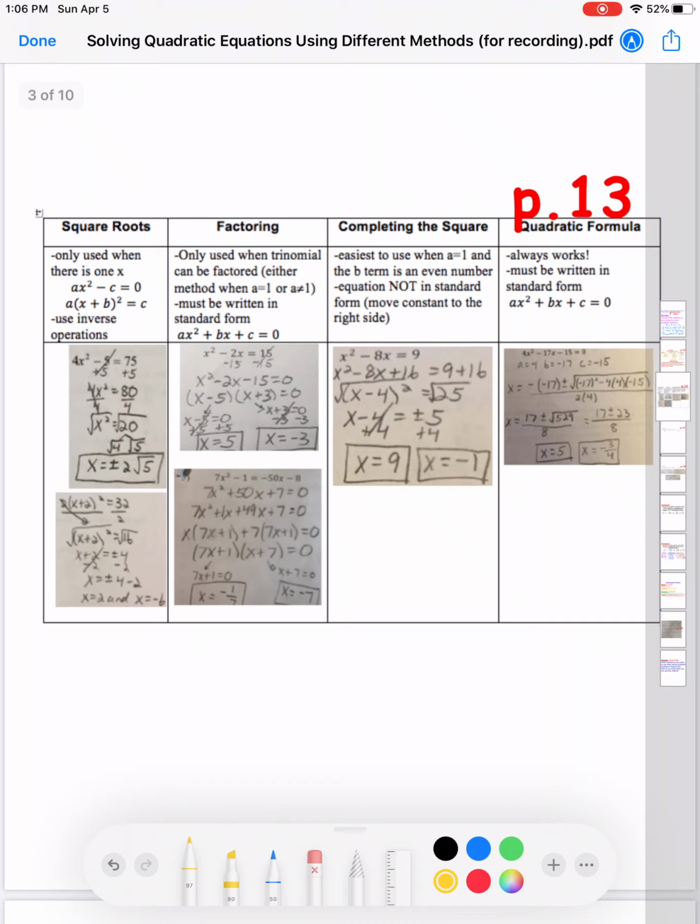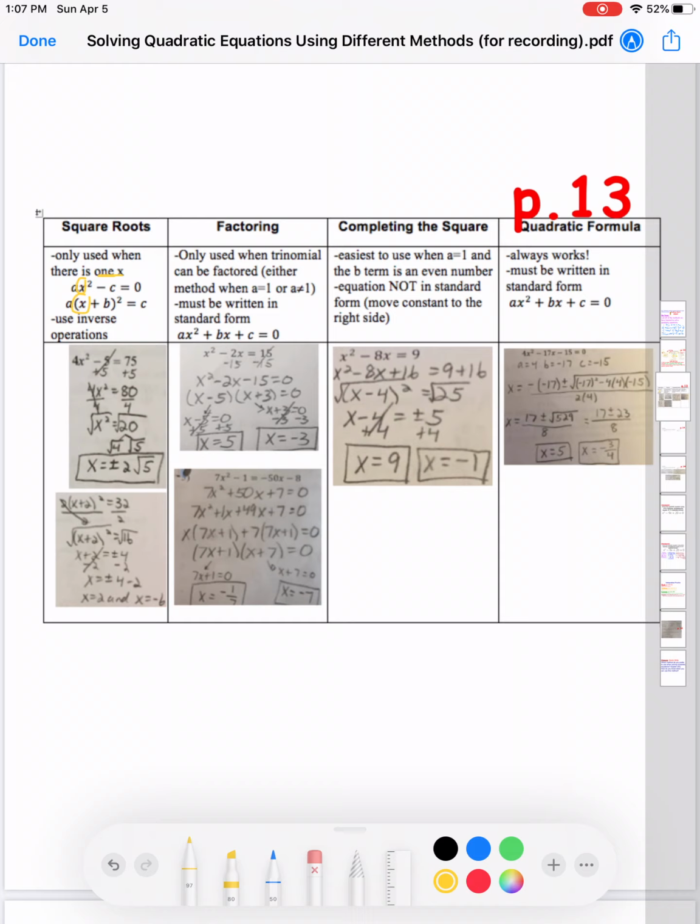So just to review some key points here, you'll notice the square roots method, you can only use when there is one x. So you'll notice the equation either looks like this or like this, and I simply use my inverse operations. The next three methods I use when there's two x's, meaning an x squared and a regular x.